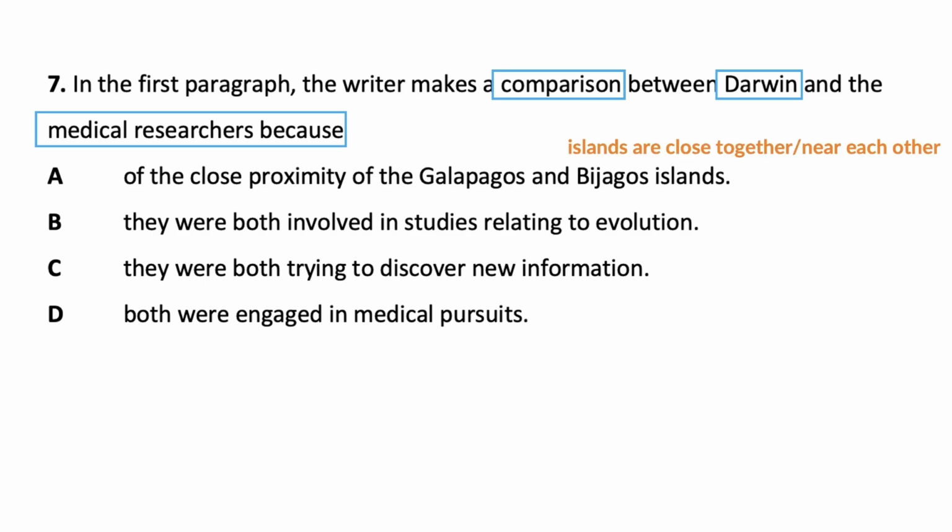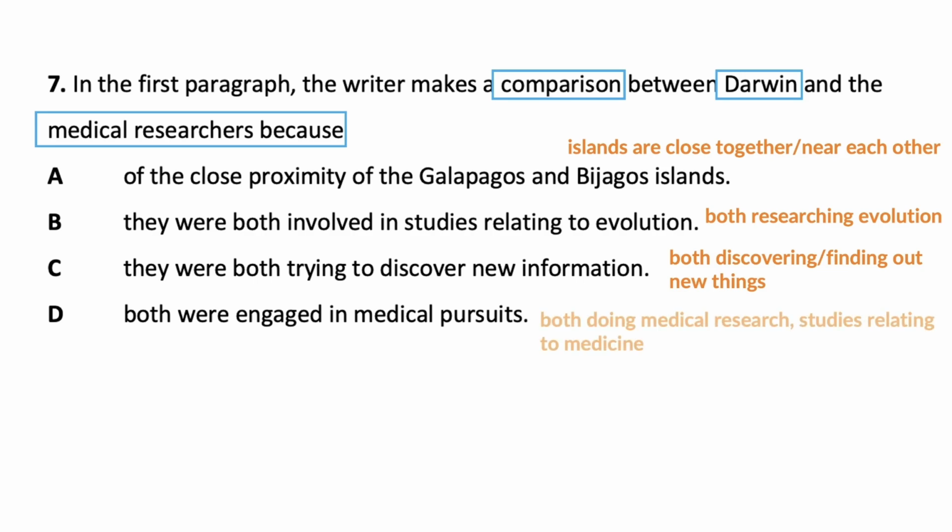Option A, it might say about the islands being close together or near each other. Option B, it might say that they're both researching evolution. Option C, they're both discovering, or a synonym for that could be finding out new things. And option D, both doing medical research or perhaps studies relating to medicine. Now we've dissected the question and answer options, let's go to the text.